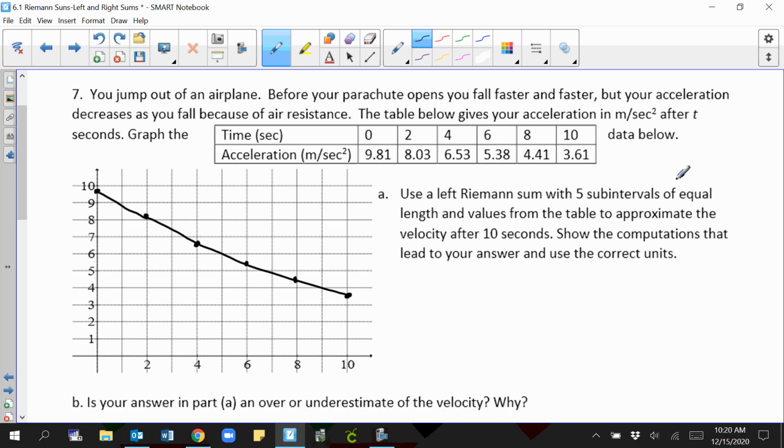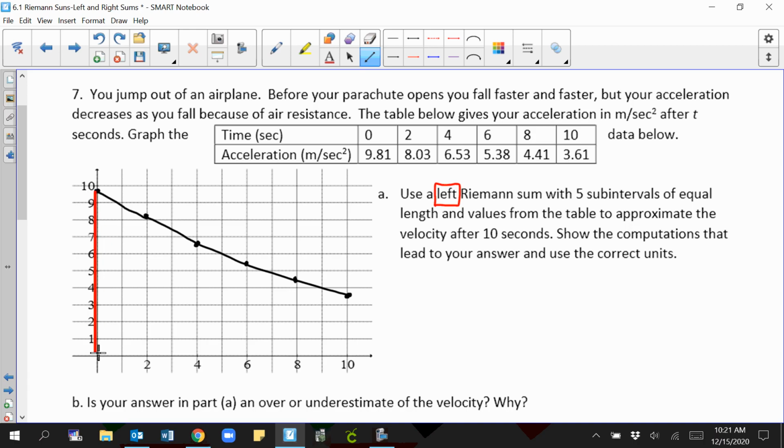Okay, so it says use a left Riemann sum. So we're using a left Riemann sum with 5 subintervals of equal length and values from the table to approximate the velocity after 10 seconds. Show the computations that lead to your answer and use the correct units. So left Riemann sum and 5 subintervals.